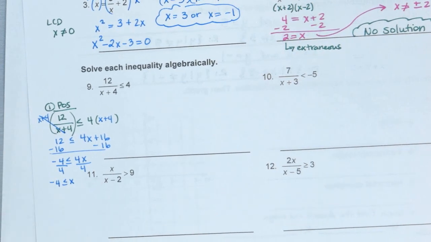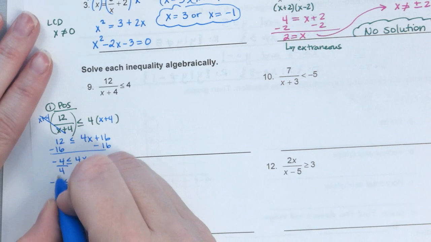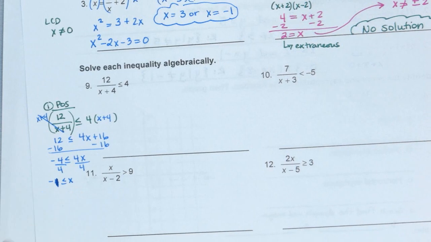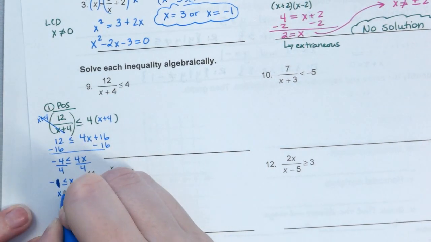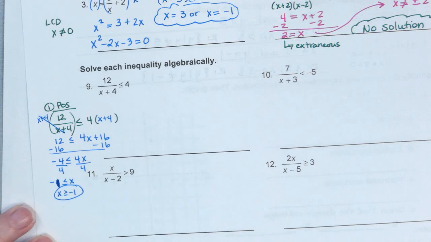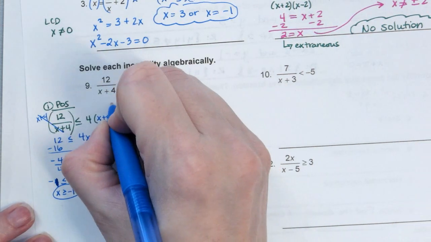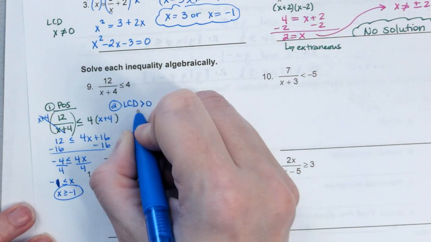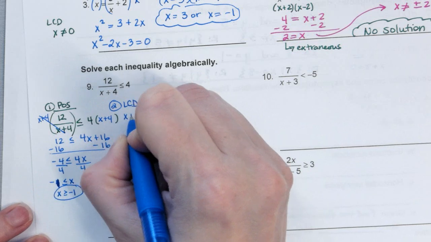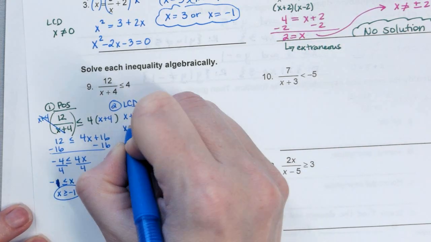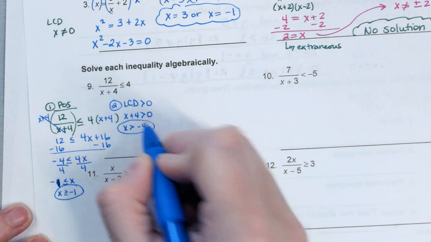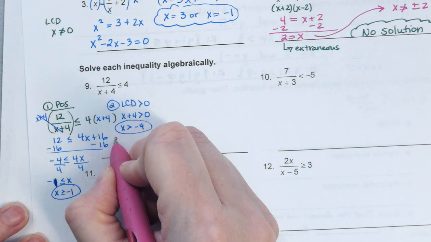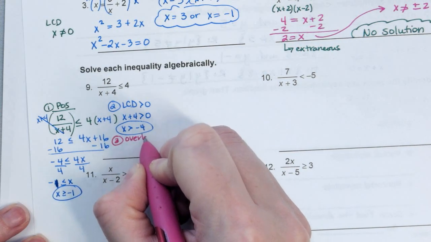Then the next part, oh, thank you. These are good today. Okay, so x is greater than or equal to negative 1. I'm going to write it like this. Okay, so that's what we got from the first step. The second step is taking that LCD, and because we are doing the positive case, it's greater than 0. So if x plus 4 is greater than 0, then x is greater than negative 4. Then what do we do in the third step? We find where they, yes, where they overlap.